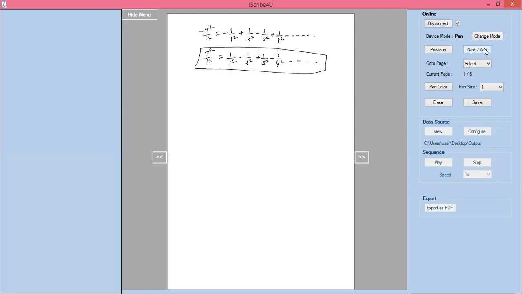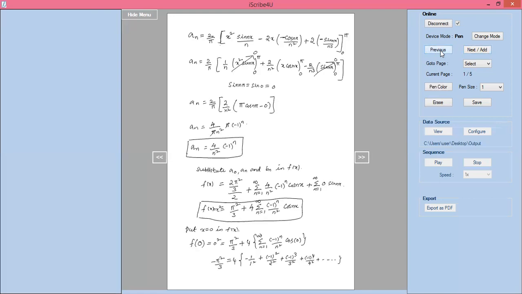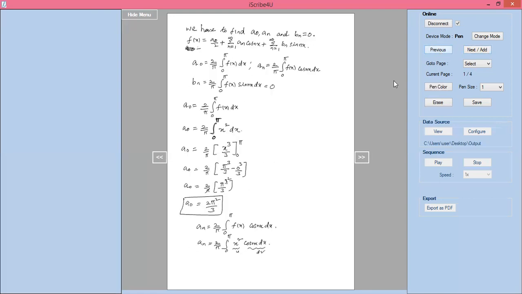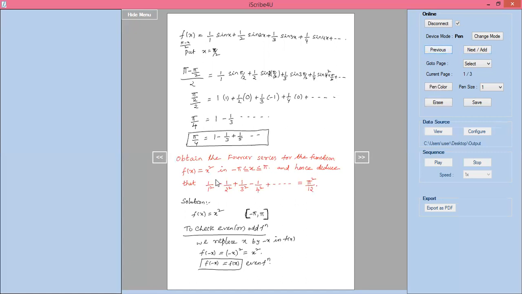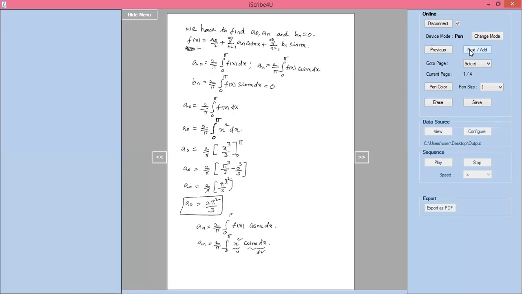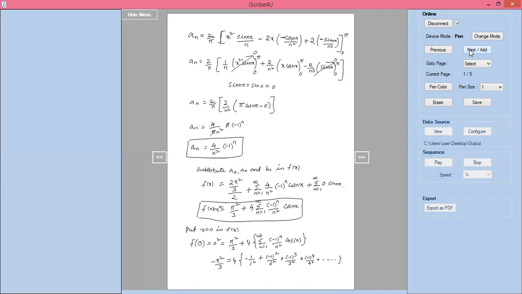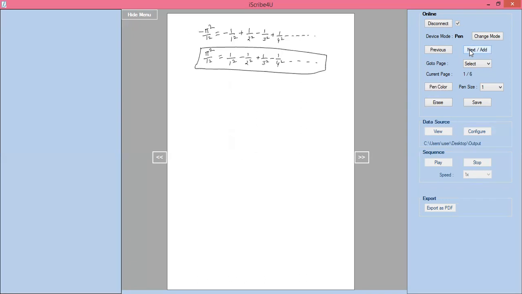In this way, we can simplify all the problems. But here, what is the required result? You can see whether both are the same or different. The same result only we got here: 1 by 1 square minus 1 by 2 square plus 1 by 3 square minus 1 by 4 square and so on equal to pi square by 12. So how do you choose these values? By trial and error method, x equal to 0 or x equal to pi by 2 or x equal to pi, like that we have to choose.